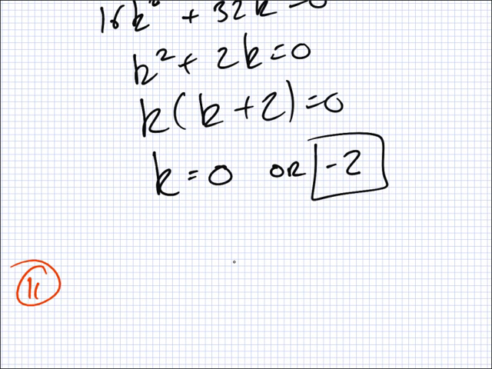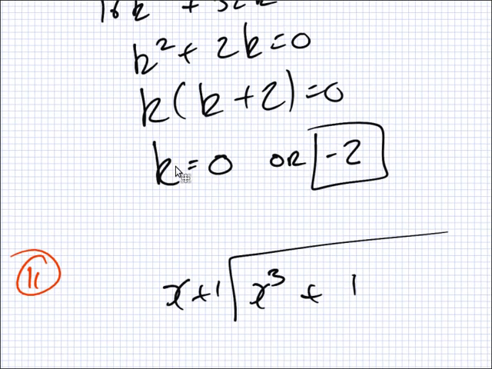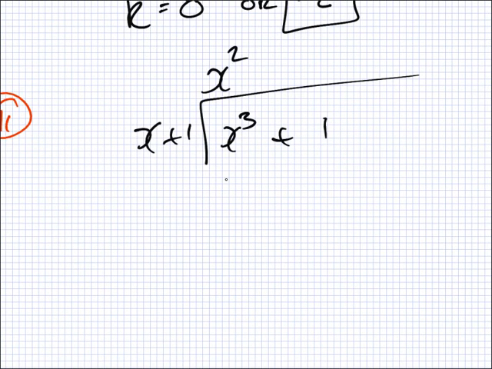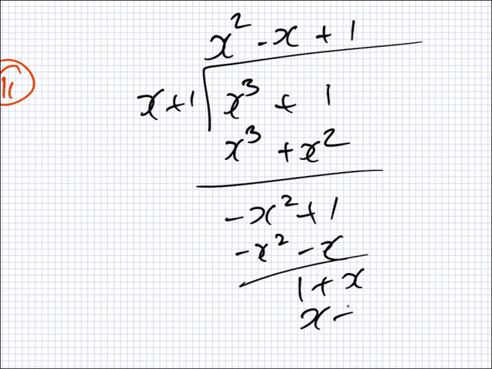Next, 11 was you had to divide x plus 1 into x cubed plus 1. So the first one here should be x squared. That's x cubed plus x squared, leaving you with minus x squared plus 1. The next one is minus x, minus x squared minus x, leaving you with 1 plus x. The last one is 1, leaving you with x plus 1, remainder 0.